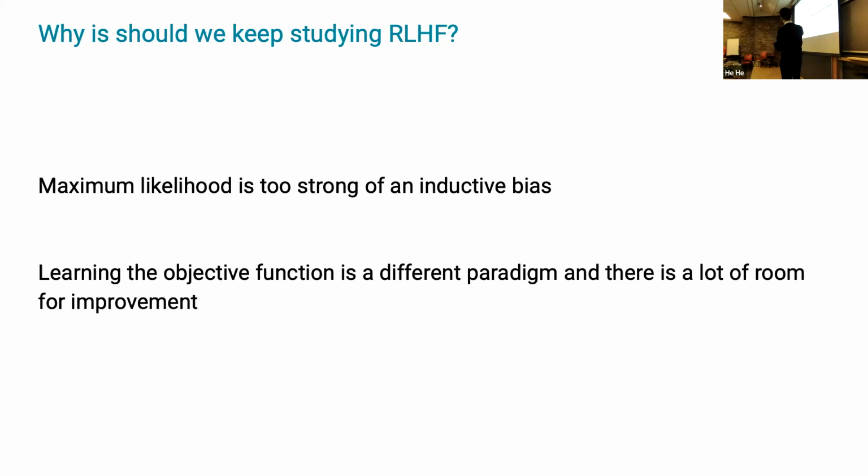So that's one thing. Let's focus on this objective function. In almost all supervised learning or self-supervised learning, we use maximum likelihood, cross-entropy loss, and I think that is too strong of an inductive bias that we are giving to the system. Learning this objective function instead of using this prescribed function is almost a paradigm shift, and there's a lot of room for improvement.